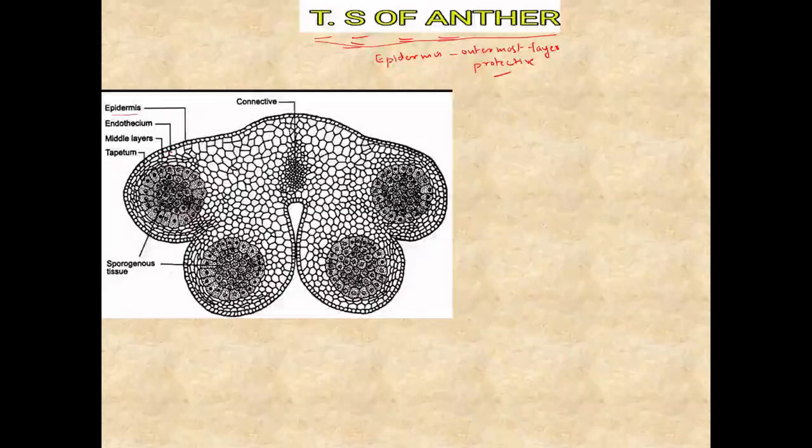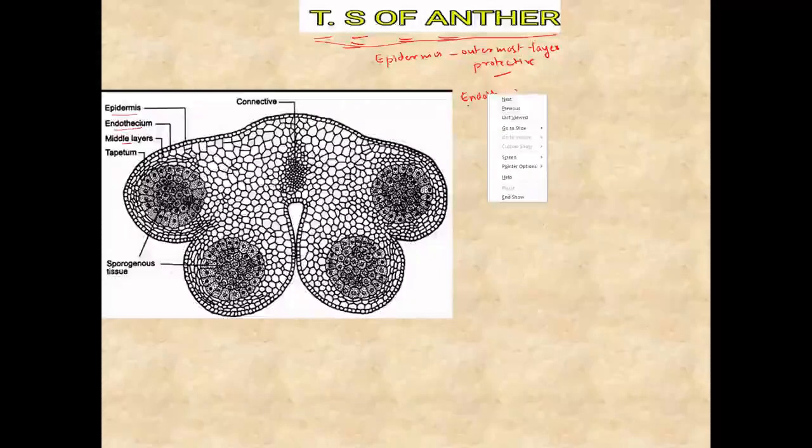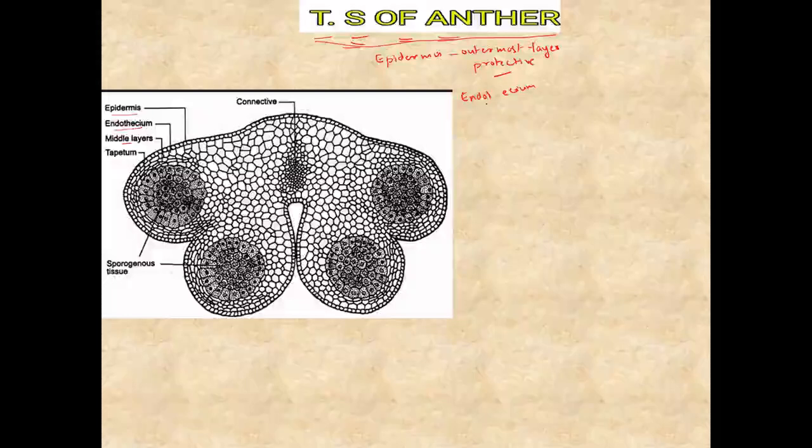Immediately below the epidermis you have the endothecium, and internal to that you have the middle layer. So, epidermis, endothecium, and finally the middle layer. Then internal to this, the innermost layer, and one of the important layers, is the tapetum. The elongated cells here form this tapetum.